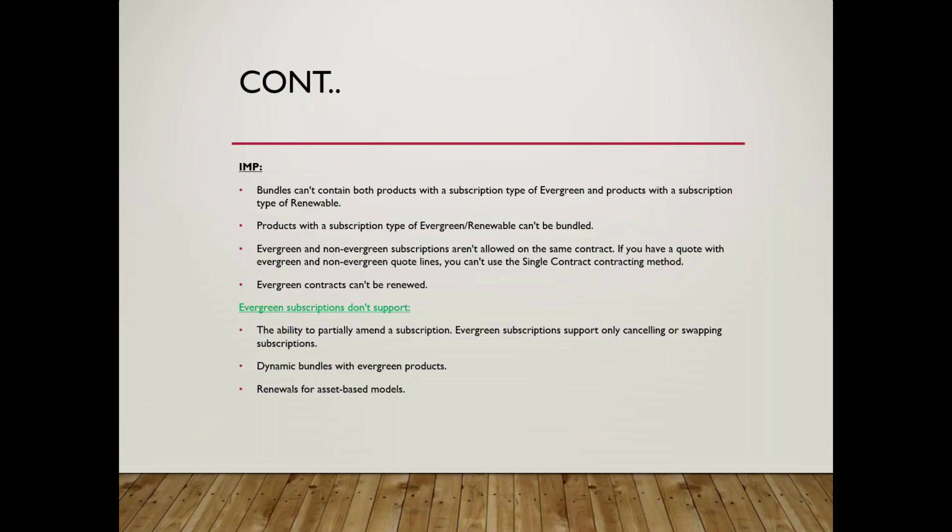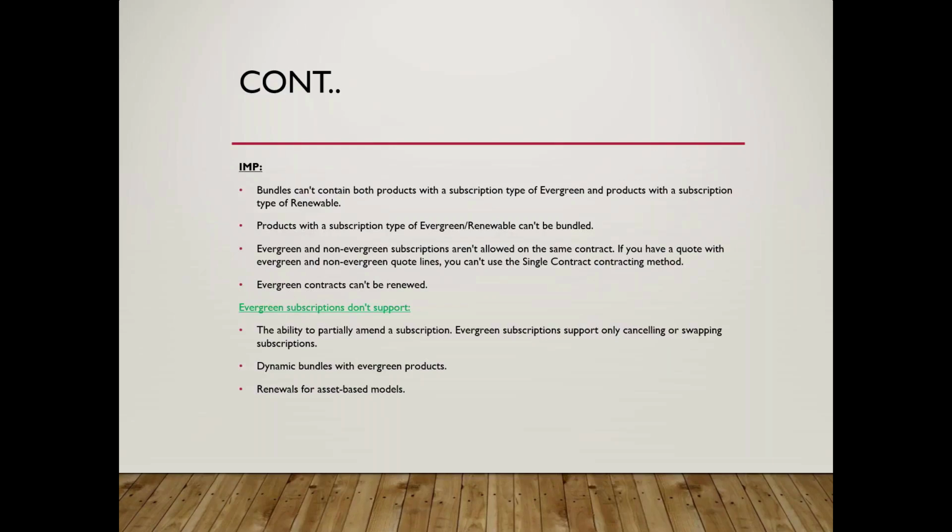But I'm just saying, for example, I created one single quote. On that quote, I have two products. One product with the renewable subscription type, that is the renewal product, and one product with the evergreen subscription type. I added both the products, the renewable product as well as the evergreen product. Two quote lines will be created, one for evergreen and one for renewable. Once we create the order, it will have both order lines, I mean both the products, one renewable product and another evergreen product.